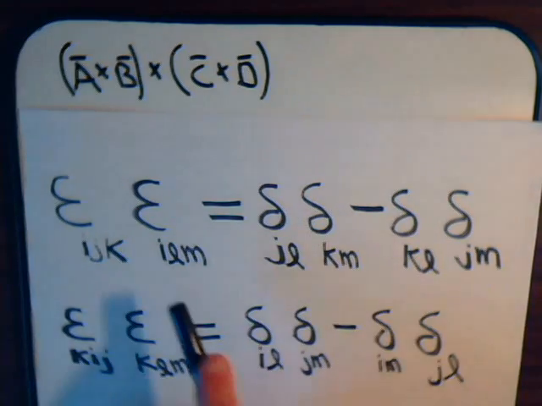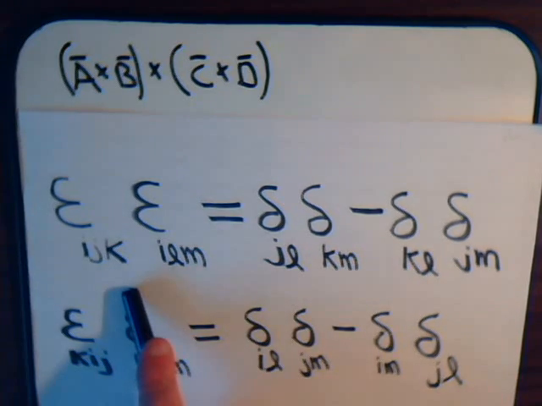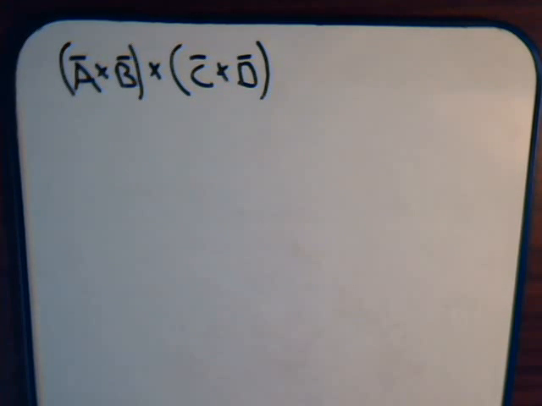Now, in this video, we of course will make use of the epsilon delta identity, or at least we'll make use of a certain form of it. Let's look at our problem.